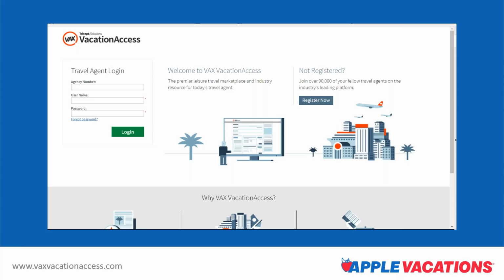If you are familiar with Vax Vacation Access, if the agency that you are affiliated with is already registered with Vax, then you have nothing to do. Once we go live, you're all set and you'll be ready to book Apple Vacations in Vax. So if you're familiar with Vax, this login should look familiar. You will simply put your agency number in, your unique username and password, which I'm sure you know, and log in.